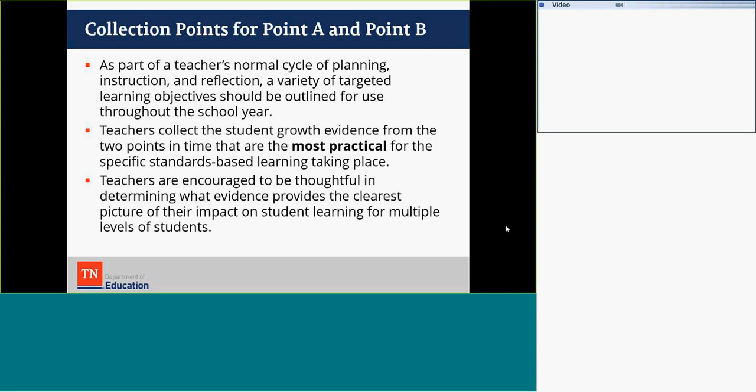And also, teachers collect the student growth evidence from the 2 points in time that are the most practical for the specific standards-based learning taking place. And then to be thoughtful in determining what evidence provides the clearest picture of the impact on student learning for multiple levels of students. Again, being mindful that in ELA, a writing artifact is required, and then the additional evidence can be professional decisions by teachers.